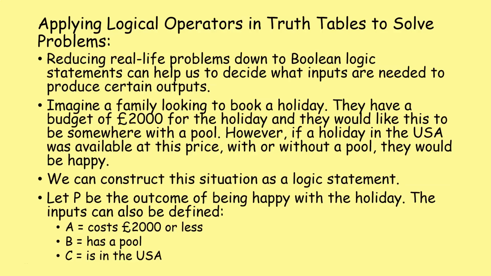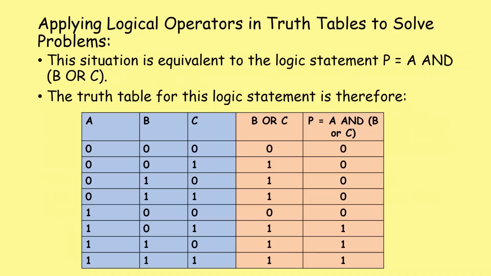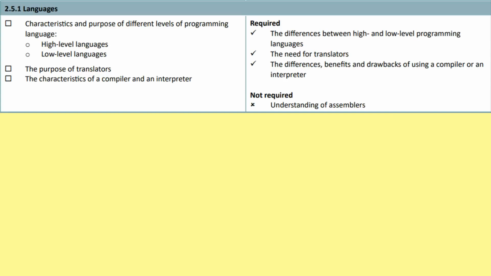Let P be the outcome of being happy with the holiday. The inputs can be defined as A equals cost of £2,000 or less, B has a pool, C is in the USA. So the situation is equivalent to the logic statement P equals A and B or C. The truth table for this logic statement can therefore be below, so we can again go through A, B, and C. Again, it's just 0, 1, 2, 3, 4, 5, etc. Then we can work out B or C, and then we can work out P, and that would give us the truth table that you can see here.